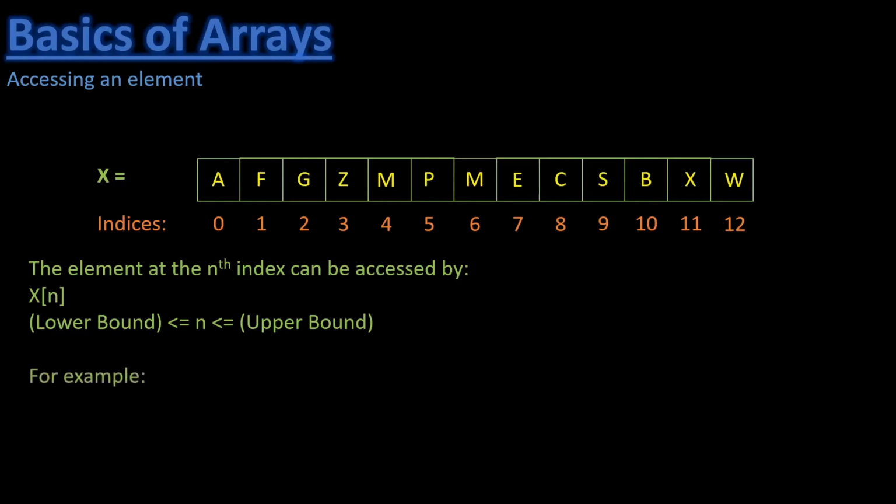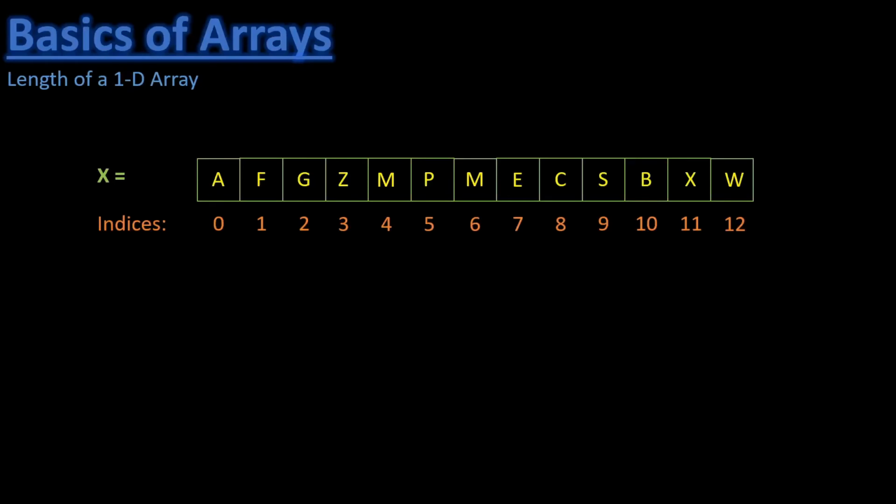Suppose now we want to print the element at index 2, that is the third element in the array since the lower bound is 0. We can simply write a printf statement for the character data type and use x[2] in square brackets as the character. That would give us the output G.